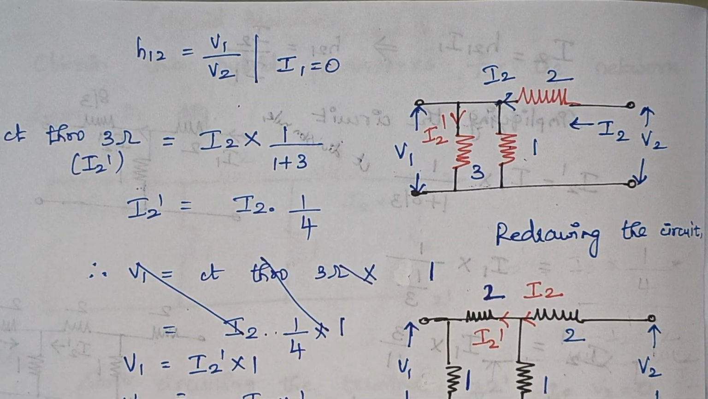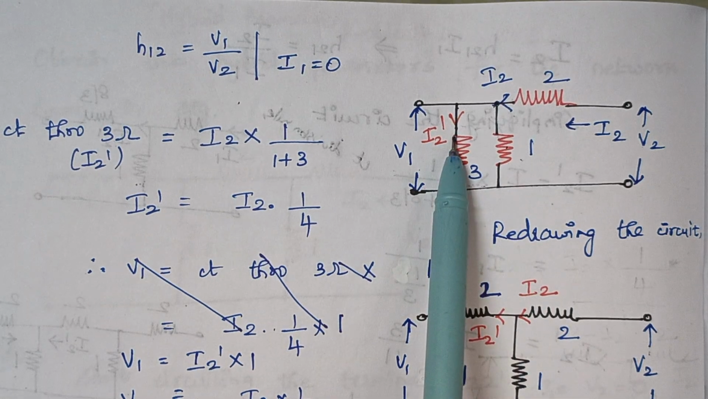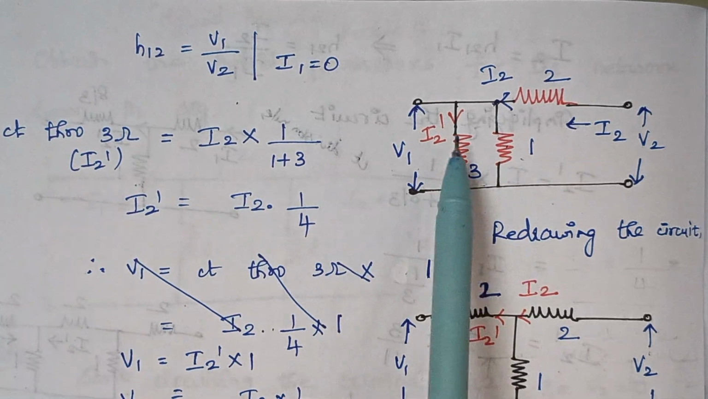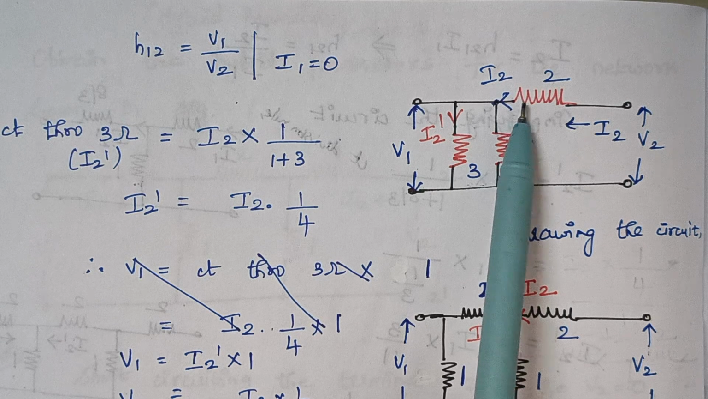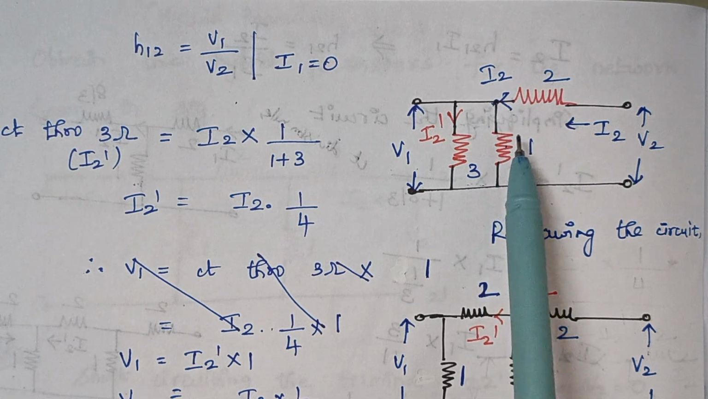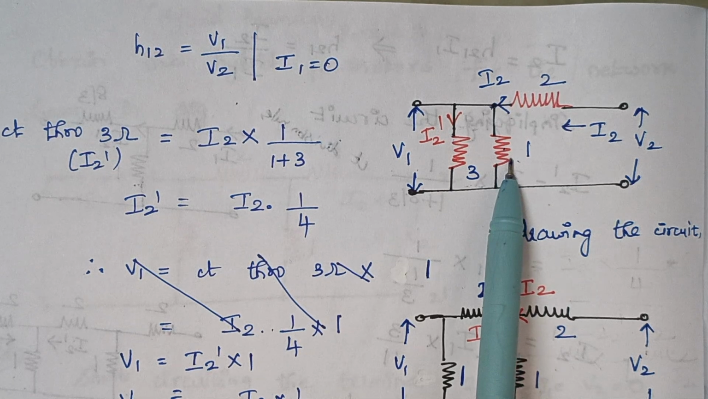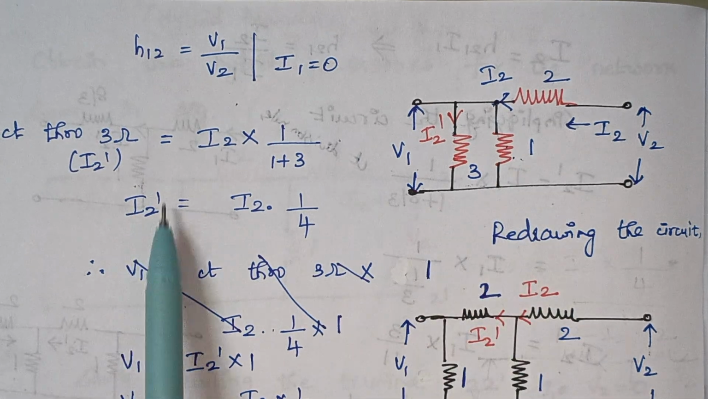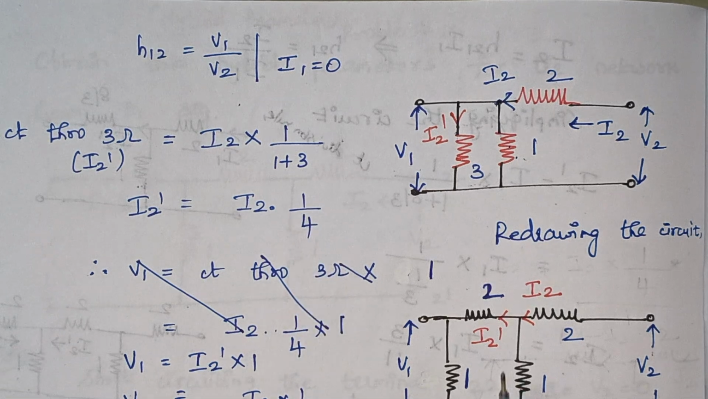Now we are assuming the current flowing through this 3 ohm resistor be I2 dash. So here current through 3 ohm, that is I2 dash, is nothing but what is the total current? It is I2 into the resistor which is opposite to this I2 dash. Opposite resistance is 1 ohm, divided by the total resistance, here 1 plus 3. So I2 dash is equal to I2 into 1 by 1 plus 3, that is 1 by 4.